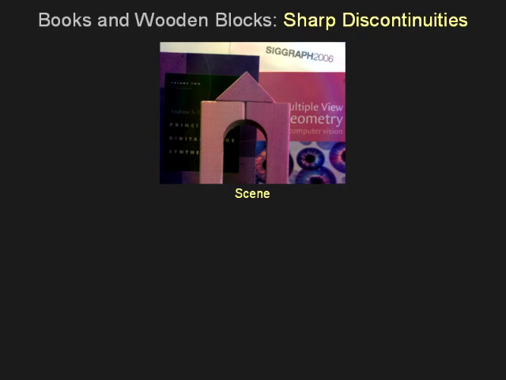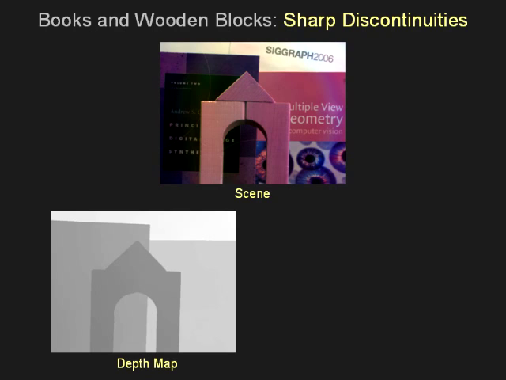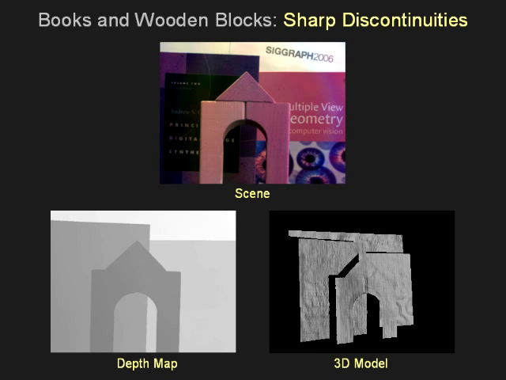Our first scene with books and wooden blocks has very sharp depth discontinuities. The temporal defocus estimation enables depth estimation independently at each pixel, preserving the sharp discontinuities between neighboring pixels. Such a depth map cannot be obtained using existing triangulation-based methods such as stereo and structured light. Here we show novel views of the computed scene.